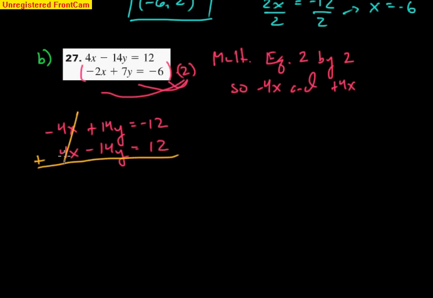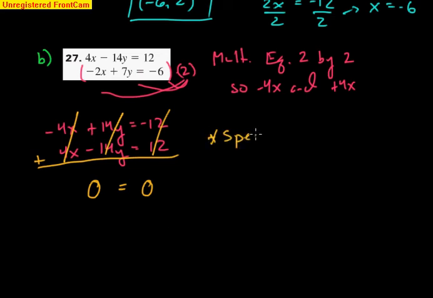So my x's are going to cancel. Negative 4, positive 4 cancel. My y's, positive 14, negative 14. Uh-oh. They cancel too. When both variables cancel, big old 0 on the left side. Okay, let's see what happens over here. Negative 12 and positive 12. Uh-oh. They cancel. That's 0.